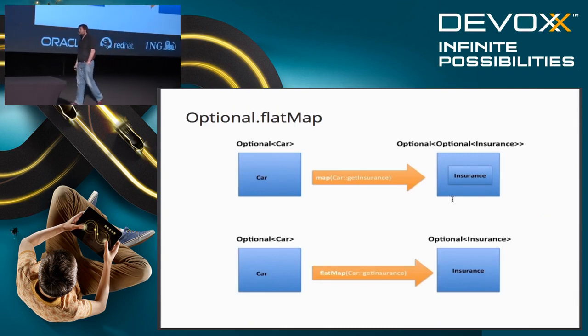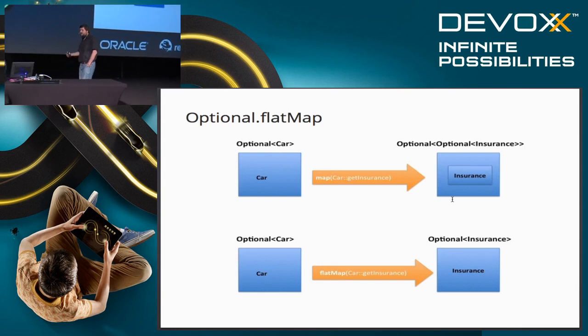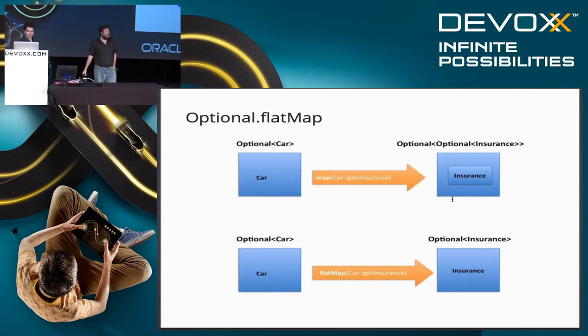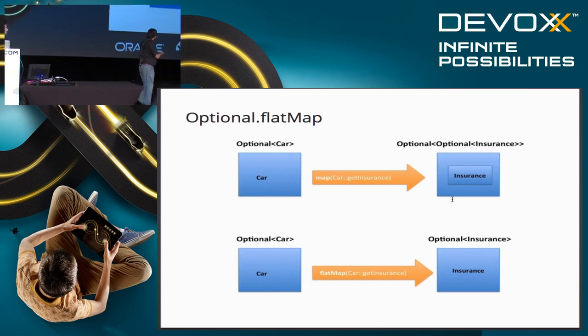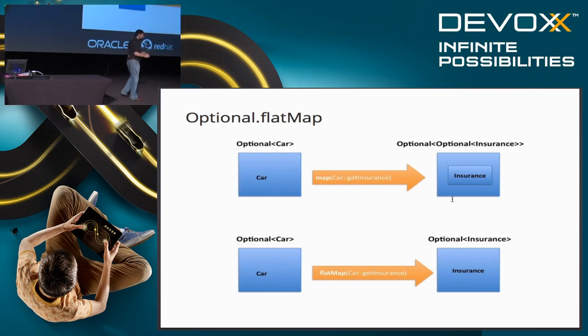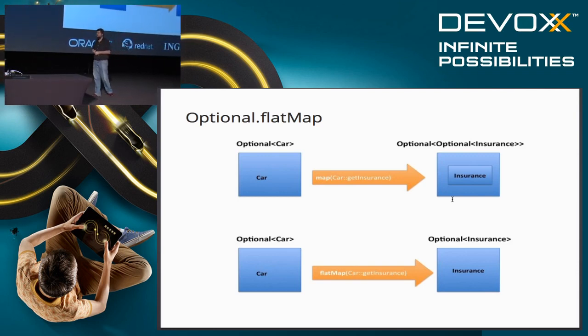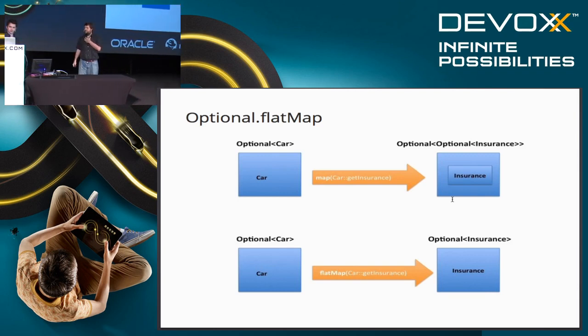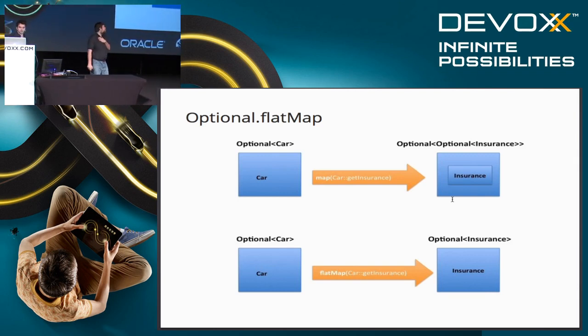Yes, flatMap. So this problem's solved entirely by flatMap. And in the situation of flatMap, we can apply a function which returns an Optional, and instead of having an Optional of Optional, we'll just get that Optional value itself. Sounds good? Yeah, perfect. Wow. So let's see what the code looks like. Respect the knowledge of the dog.